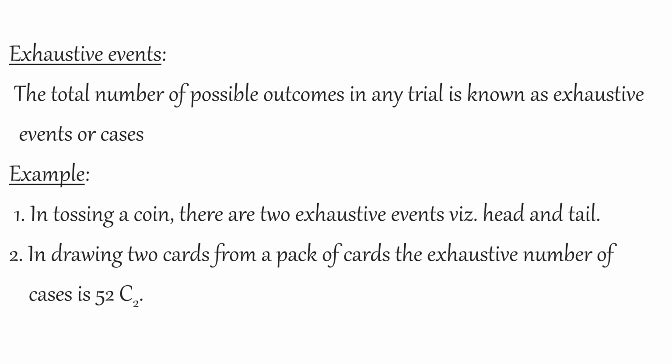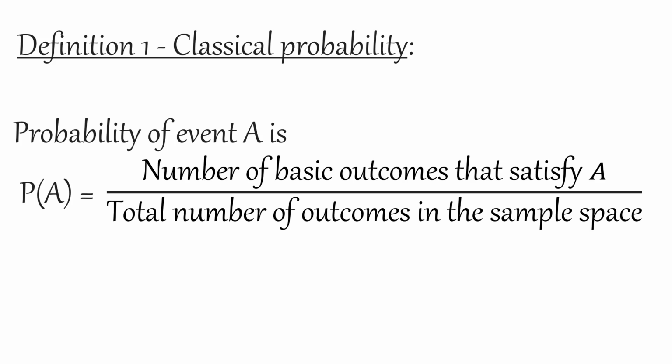Okay. Similarly, if you have cards, then in drawing two cards from a pack of cards, the exhaustive number of cases is 52C2. There are totally 52 cards. In the next live class, I'll explain these cards also. Because we are having 52 cards and taking two cards, 52C2 is the exhaustive number, that is the total number of possible ways. We have written that in the denominator, no, that same thing. It is 52C2.